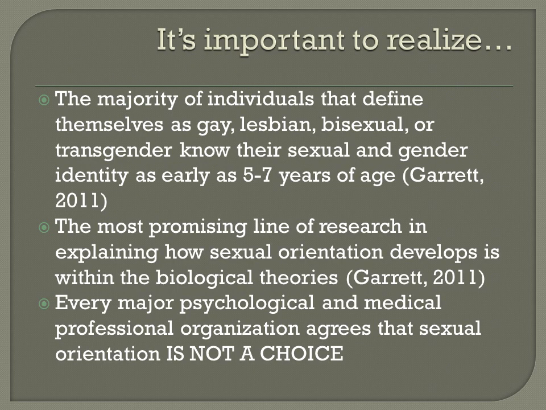It is important to realize, as we close this lecture, that the majority of individuals that define themselves as gay, lesbian, bisexual, or transgender know their sexual identity and their gender identity as early as 5 to 7 years of age. So this means if you're a parent and you have children, your children may already know what their sexual orientation is, but they may not be comfortable coming clean to you about it if they've received messages in the home that indicate that the parents are not comfortable with that, or don't accept it, or it goes against their religious beliefs.